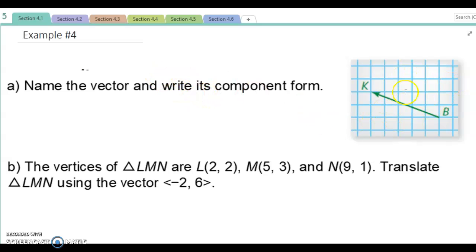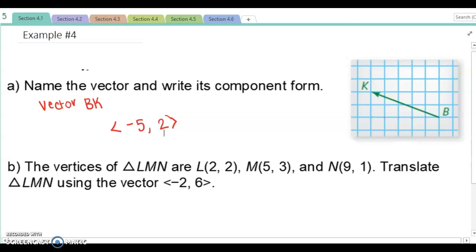So name this vector over here and write it in its component form. All right, so you should have got vector BK, so it starts at B and then it goes to K. If you wrote vector KB, that is incorrect. Now when you're writing it in component form, remember you have to have these squared off brackets right here. You can't just have parentheses. So the -5 meant that I went left 5, so I went 1, 2, 3, 4, 5 left. And then the +2 here means I went up 2. So that vector basically said I went left 5 and up 2.